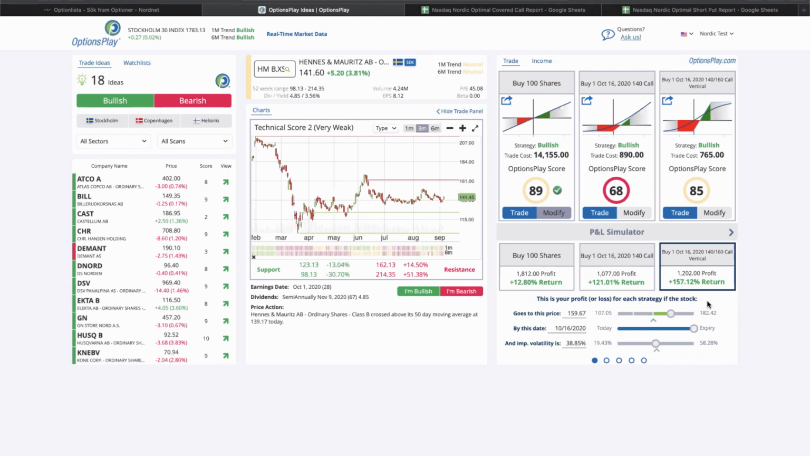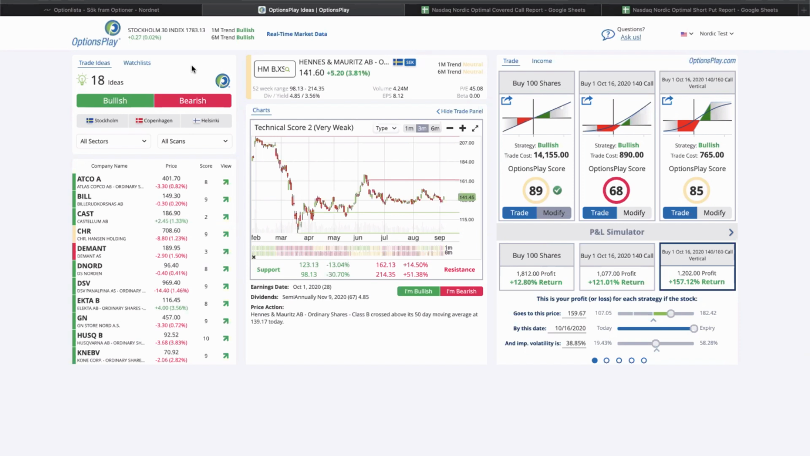Now, when you log into the platform, it's divided into 3 sections. You have your trade ideas and watch list on the left-hand side of the screen. You have your security analysis panel here in the middle, and then you have trading and income on the right-hand side. We call these 3 panels the what, the why, and the how of options trading.